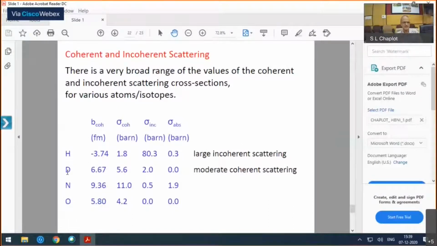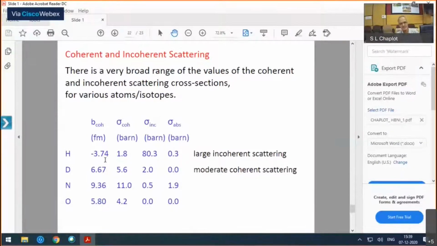Then you have deuterium. Deuterium has a positive scattering length, roughly double in magnitude. The coherent scattering cross section is 5.6 barns, and the incoherent scattering cross section for deuterium is as low as 2. So that means it is largely coherent scattering and very small incoherent scattering. This contrast is heavily used in, for example, small angle neutron scattering, but we will come to that later.